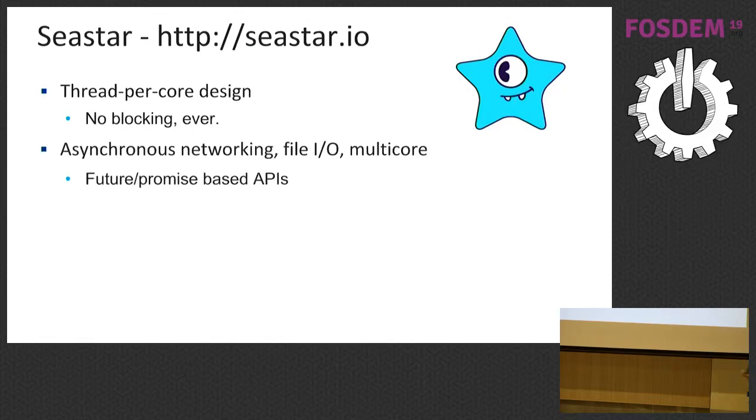Because of that, Seastar provides a set of asynchronous APIs, not only for networking, but also for file I/O and multi-core communication. So in Seastar, data is confined to a particular core, and when another core wants access to another one's data, it uses message passing to fetch that data. And we expose these APIs as the future/promise API.